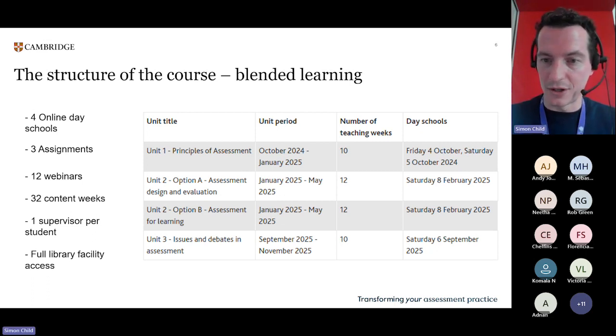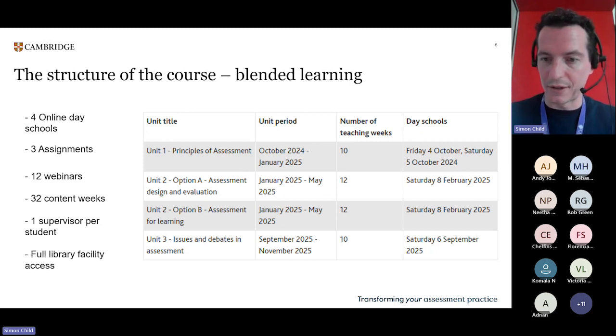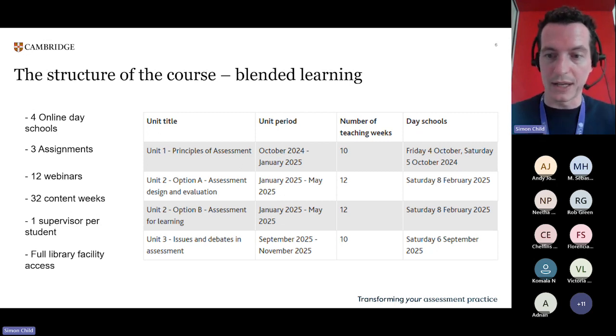You make an initial decision at the application stage which unit you think might be most appropriate for you in your professional context. That can change. You haven't declared it fully. You can change your mind if and when you would like to, up to when the unit starts. Overall, even though it's a 15-month course, there are 32 contact weeks. So these would be 10 weeks for Unit 1, 12 weeks for Unit 2, and a further 10 weeks for Unit 3. And in amongst those weeks, there's a mixture of content that's supplied on the virtual learning environment.